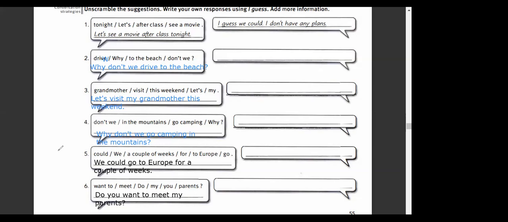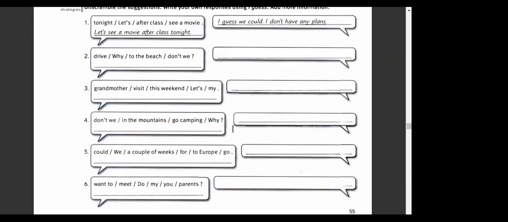Finished. Perfect, Danny. Very good. Why don't we drive to the beach? Let's visit my grandmother this weekend. Why don't we go camping in the mountains? We could go to Europe for a couple of weeks. I want to meet my parents. All right, perfect. We're finished for today.